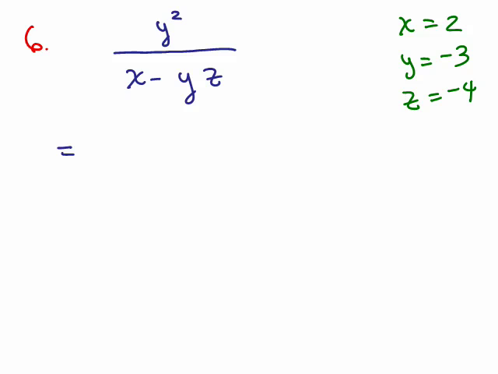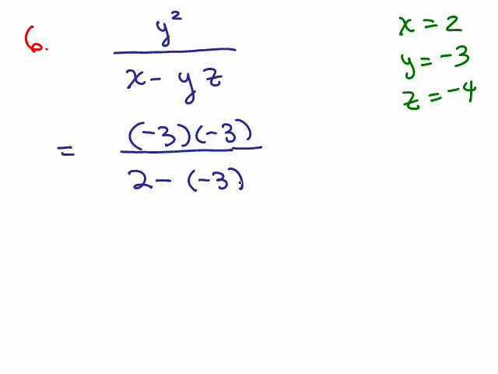All right, here's the last problem of this set. So we're going to plug in negative 3 for y. Now, you could write y squared as y times y first, so I'm going to write that as negative 3 times negative 3. Otherwise, you could write a negative 3 in parentheses squared. And at the bottom, we have 2 minus yz, which is negative 3 times negative 4.